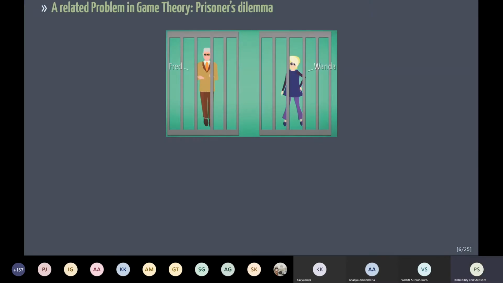There is a related problem in game theory. It's called the prisoner's problem, and it's actually a different problem. There are 2 prisoners, let us say Fred and Wanda. Right now it's not related to probability; it's more towards game theory. They are accused of some crime, but they are not yet proven to be guilty.